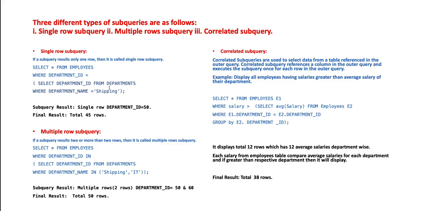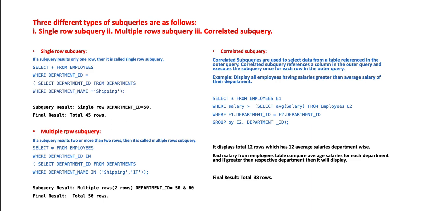That means from this table departments, by using department name, we identify the department ID for department name shipping. This ID is used here. But this subquery results only one value, one row. That's why it is called single row subquery. The subquery results department ID 50 and the final result is 45 records. That means a total of 45 records are related to department ID 50.